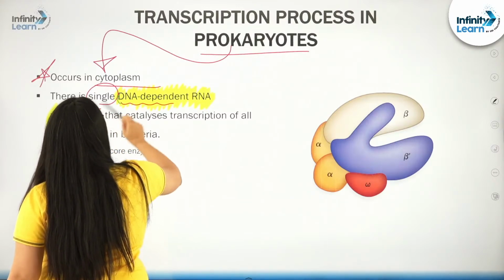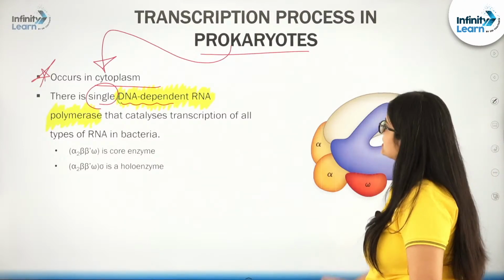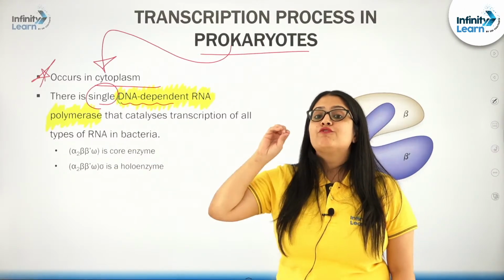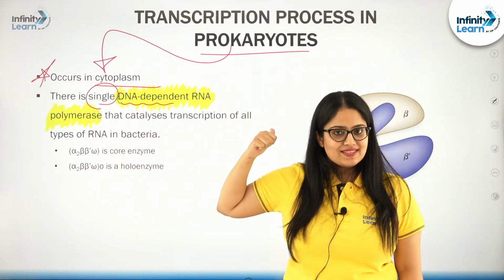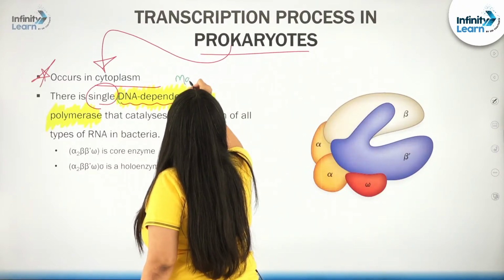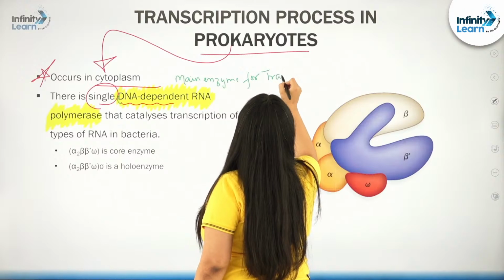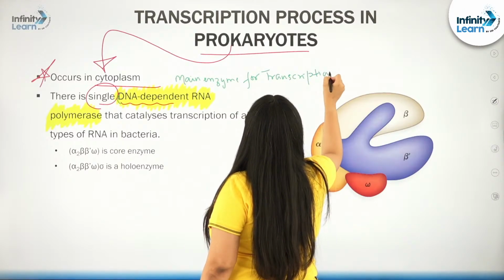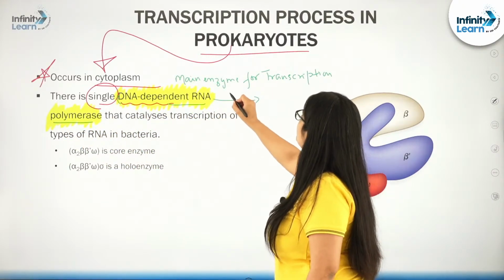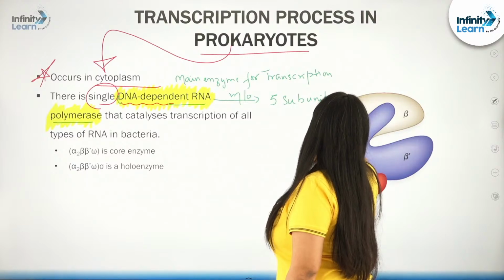Right? So please focus on this highlighted text. What I wanted to explain here is that this enzyme DNA dependent RNA polymerase is a complex enzyme, the main enzyme for the transcription process. It is made up of 5 subunits.